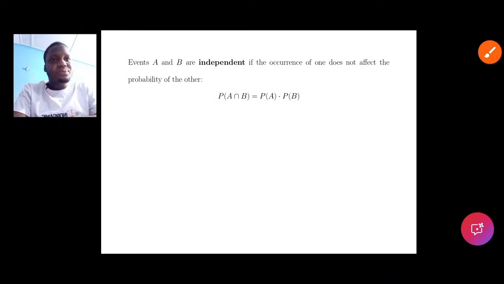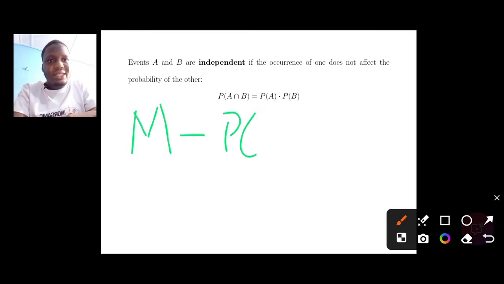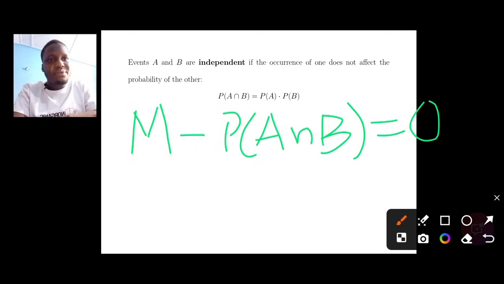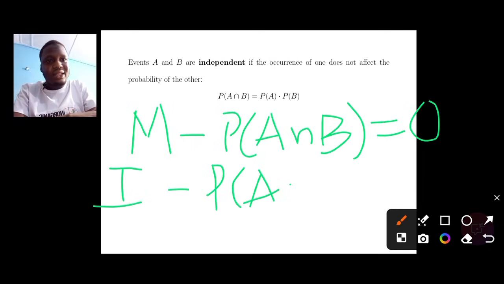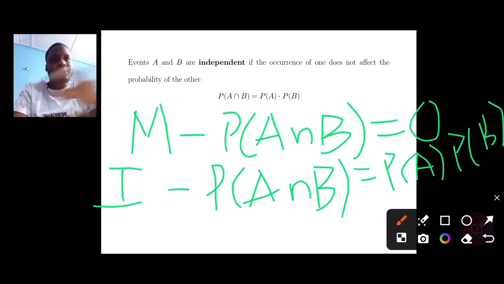All right, so let me make this last deduction from the two slides we've just seen. If they are mutually exclusive, so let me write mutually exclusive, then their intersection is 0. If they are independent, then their intersection is the product of the individual events. Keep these two things. Good.